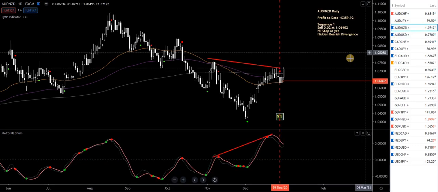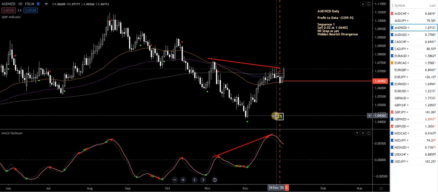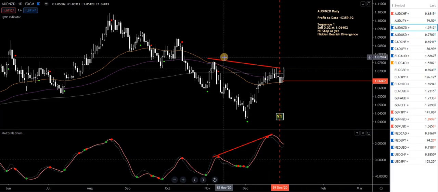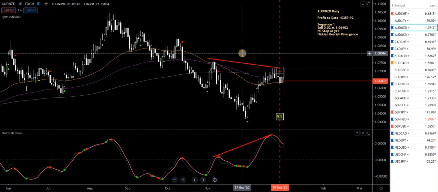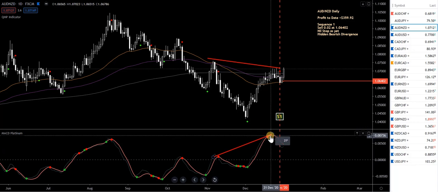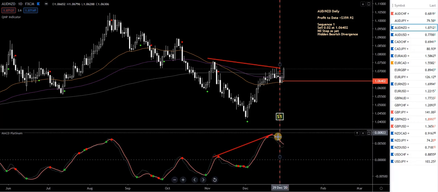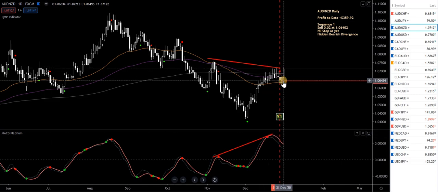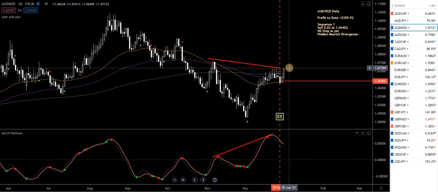Aussie New Zealand, this is one I'm in a sell with no stop. You can see hidden bearish divergence there. You can see it clearly there. Lower highs on price, higher highs on the MACD Platinum, which is an oscillator. So definitely, and it's gone against me. So it's no drama. It's a pair I don't mind trading, so it's all good.